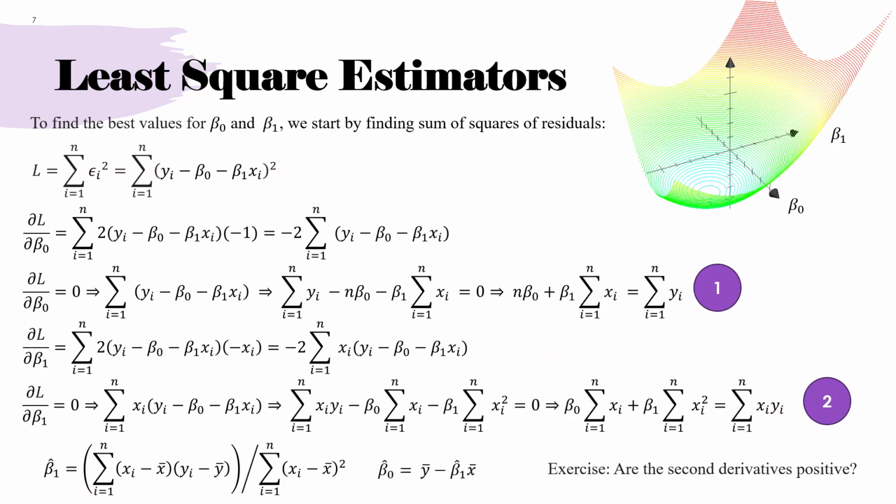We also have an exercise here that is asking to check the second derivatives. This exercise is important because it confirms that the least squares solution corresponds to a true minimum of the error function, ensuring that the estimated regression line is optimal rather than a maximum or a saddle point.